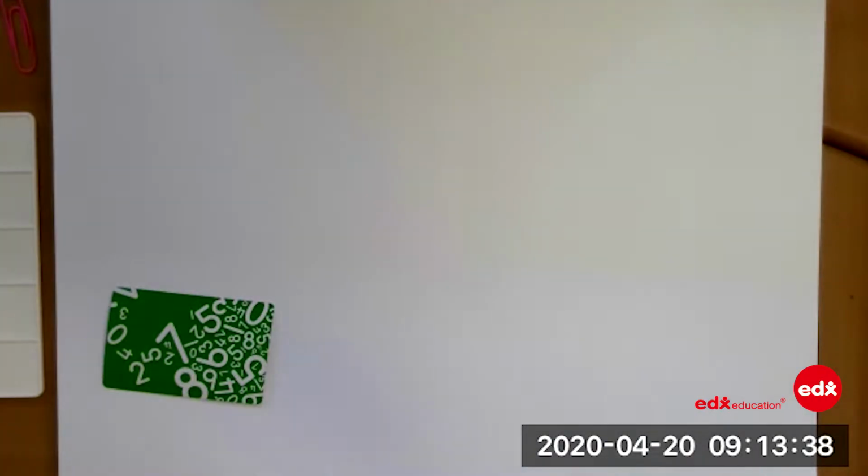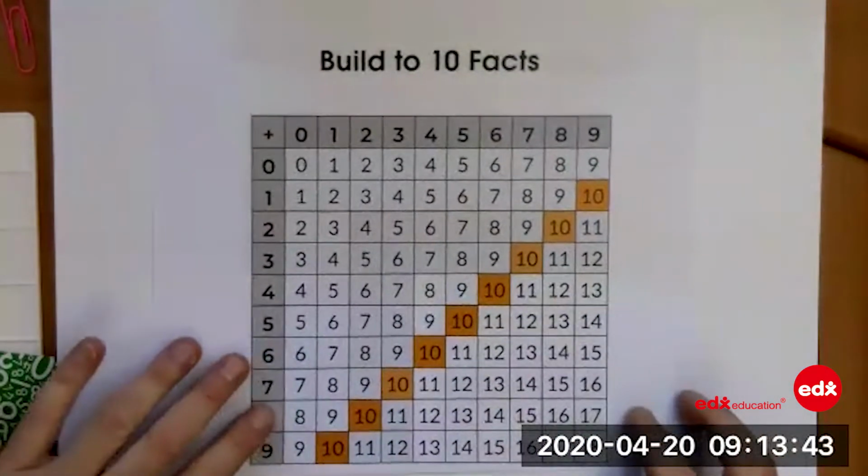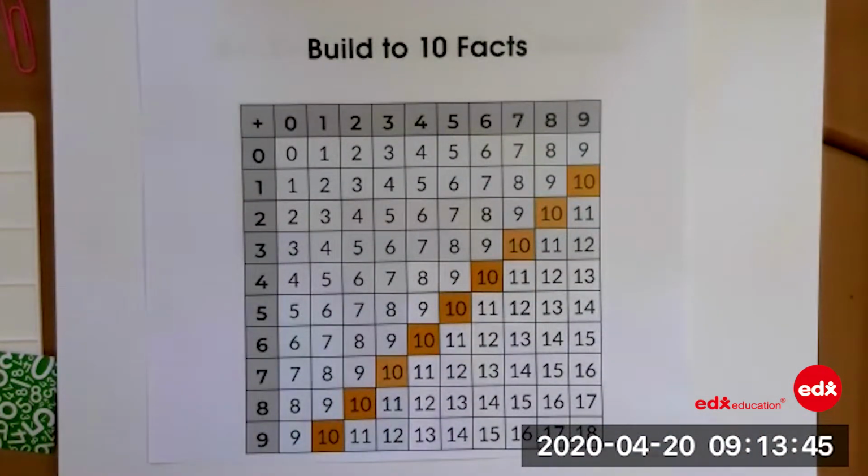But let's look at another strategy. In fact, we've looked at it before, but I just want to have a focus on another one. Here's all the facts that add to 10. So once we've learned the count on 1, 2, or 3 facts, the next set of facts that we would talk about is those that add to 10.